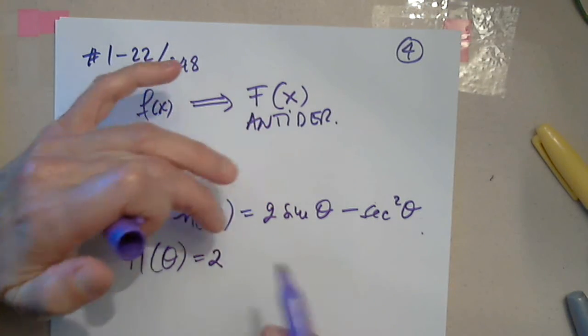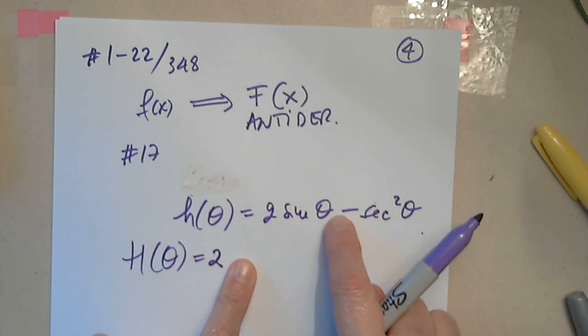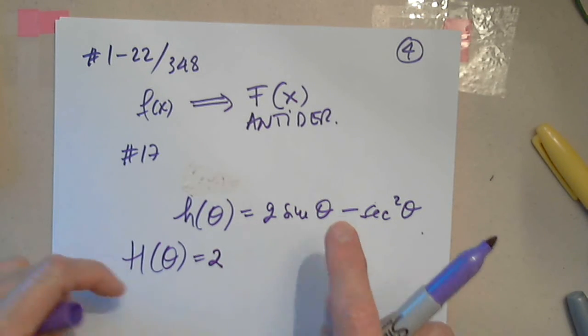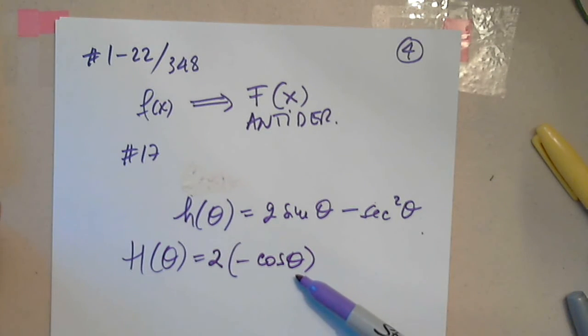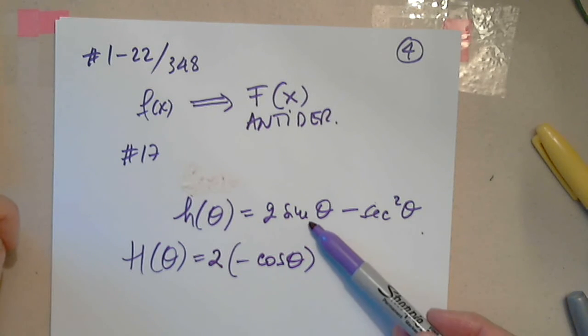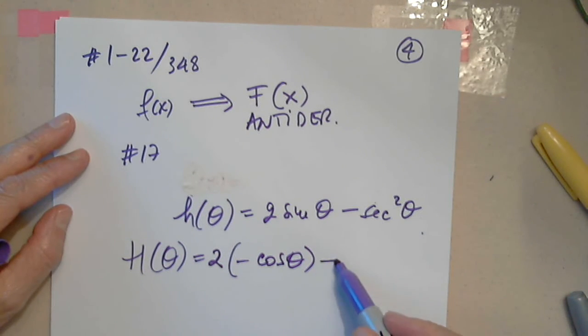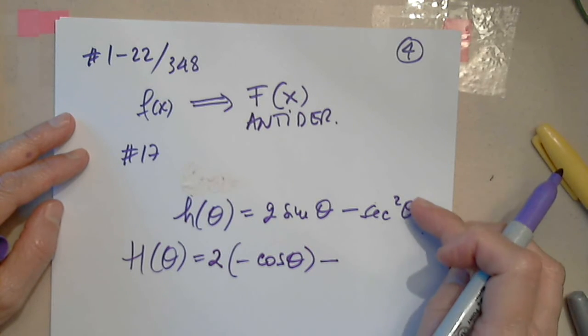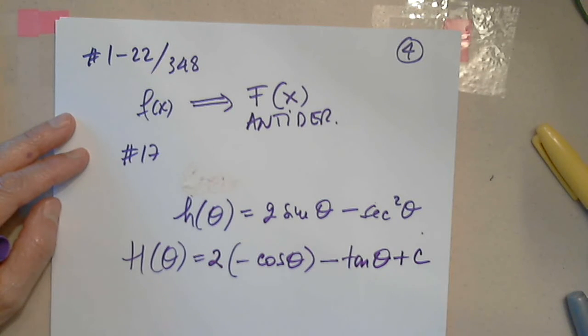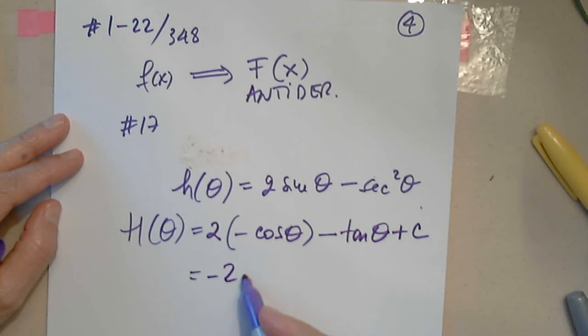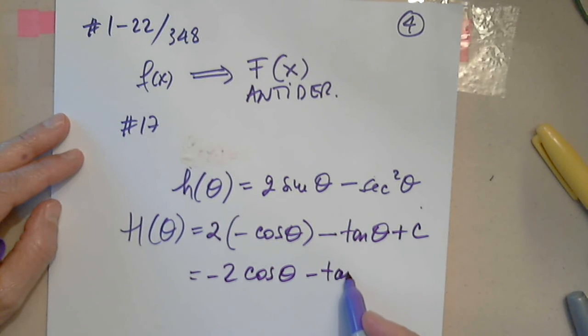Two stays. I'm asking myself which function prime is sine theta. And the answer is negative cosine theta. When I differentiate cosine theta, I get negative sine; with minus in front, I get sine. Minus, which function prime is secant squared? Well, that is tangent theta plus a constant c. I will rearrange to remove parentheses, so I have negative 2 cosine theta minus tangent theta plus a constant c.